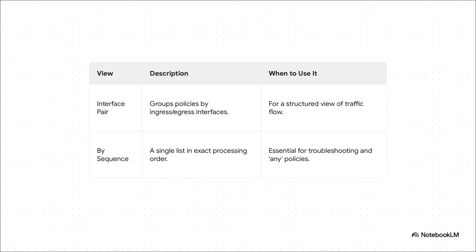Now, to help you see what's going on, the FortiGate gives you two main ways to look at your list. The default is interface pair view, which is nice and organized. It groups policies based on the networks they connect, so it's good for seeing the general flow. But if you want to see the pure, unfiltered, top-to-bottom truth of how the firewall processes rules, you need by sequence view. It shows you one single list in the exact order it's checked. This view is absolutely essential for serious troubleshooting.